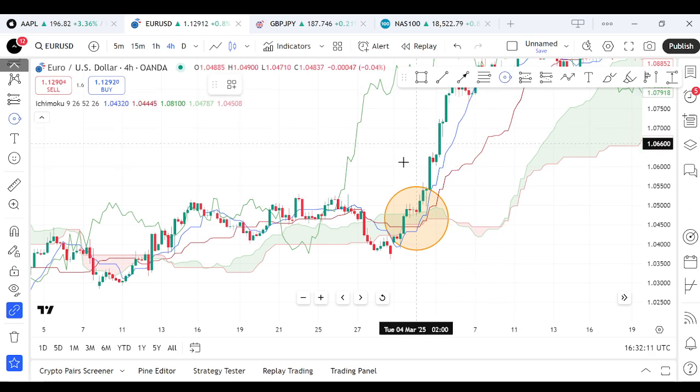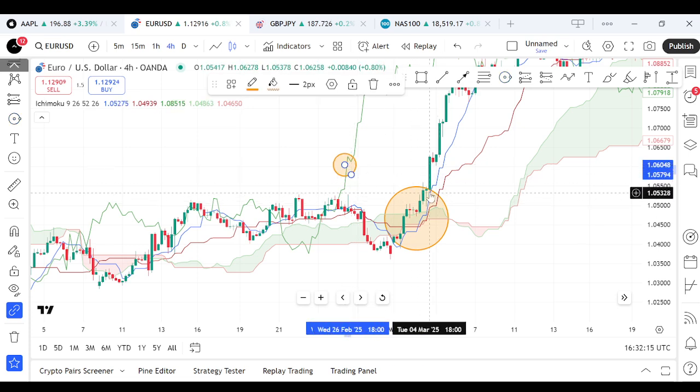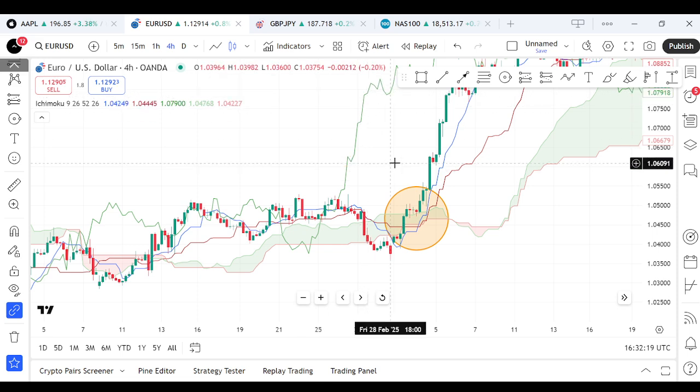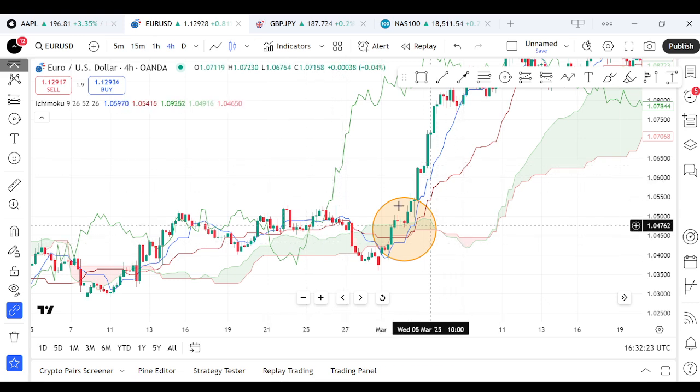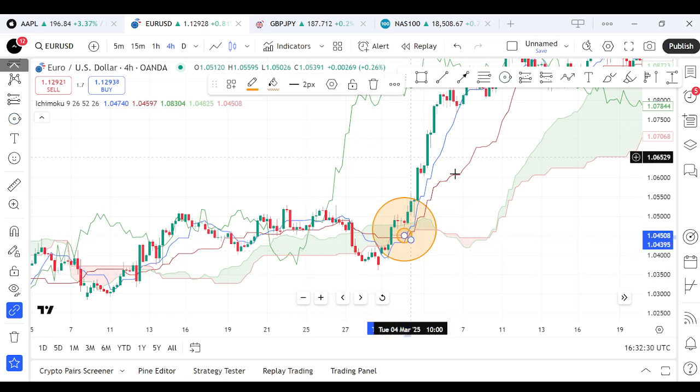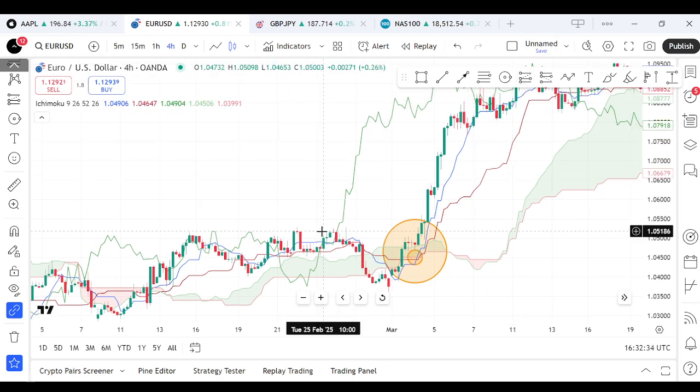We have this lagging span moving above price here, even as price was moving above here, and this just shows us that we should be looking to buy. This is just for additional confirmation. Once you see these major confirmations, which is price breaking above the cloud and the crossover happening, you can proceed to look for your trade opportunities. But for additional confirmation, you can use the lagging span also.